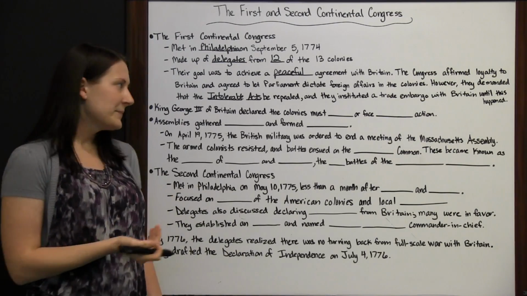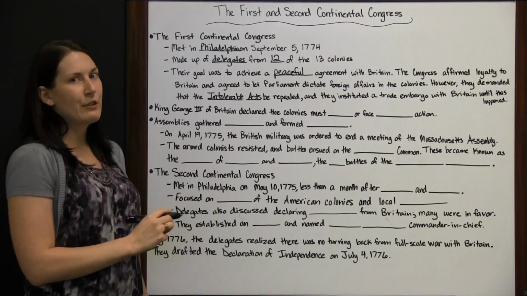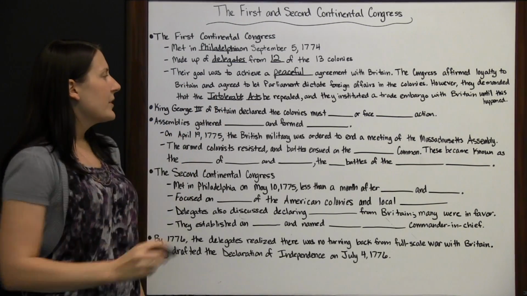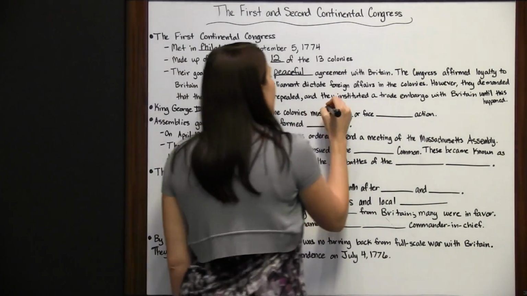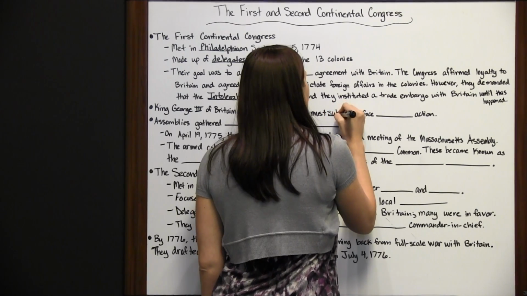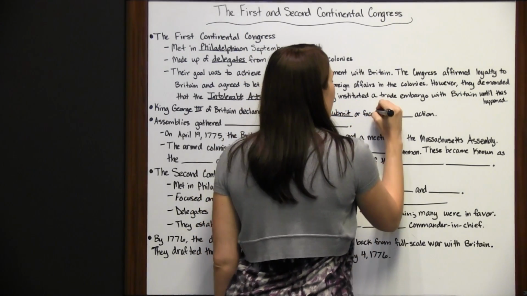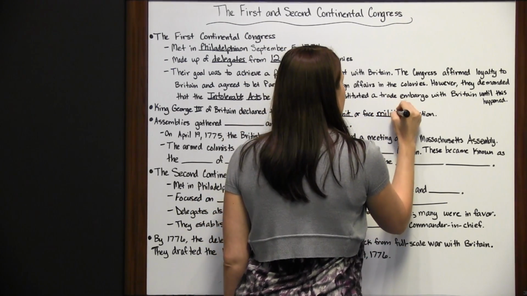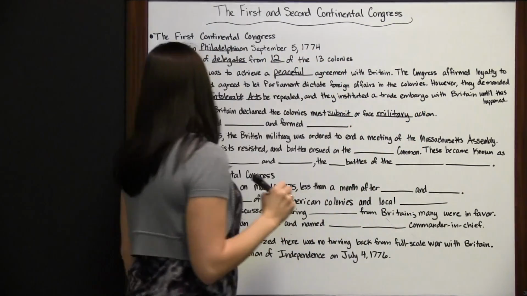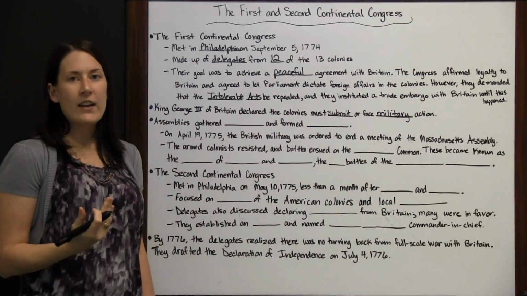That is not what happened. They did not reach their peaceful agreement. King George III of Britain declared the colonies must submit. They must do as Britain was saying, or face military action. So they've been threatened now.